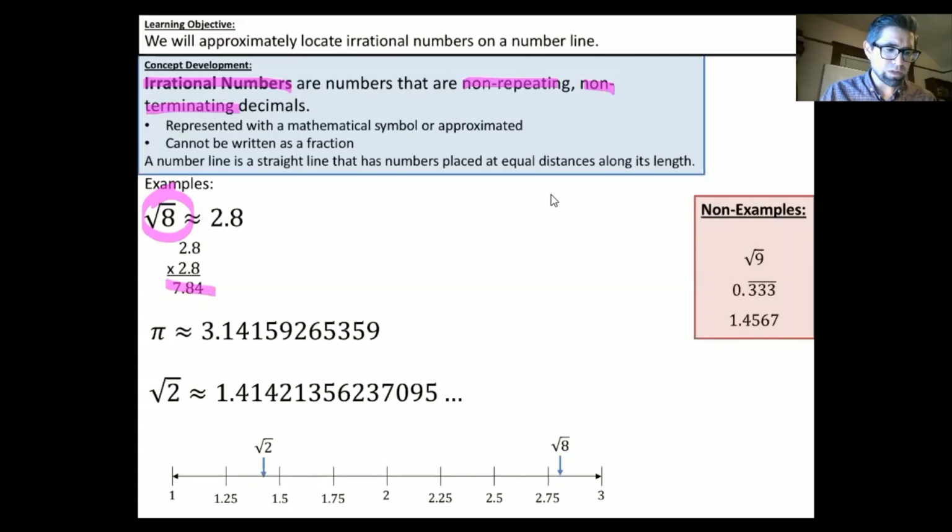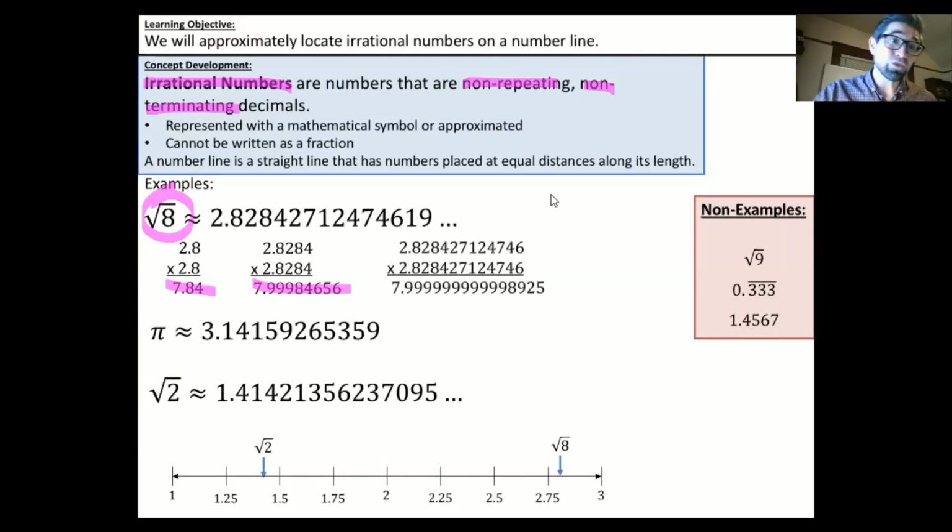If I add more decimals to my approximation of the square root of 8, I end up with 7.9984656. That is still not actually the square root of 8. So here we see that the decimal is now longer. It has not repeated a pattern, and it actually doesn't end. I can show you even more of this number. If I take the square root of 8 even farther and I square that approximation, it's still not even 8. Now we're getting really, really close, but again, this is just an approximation.